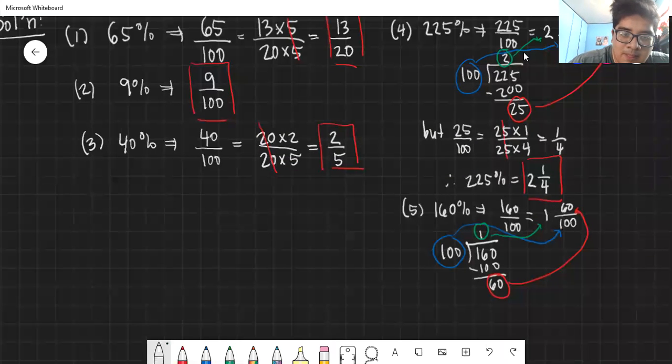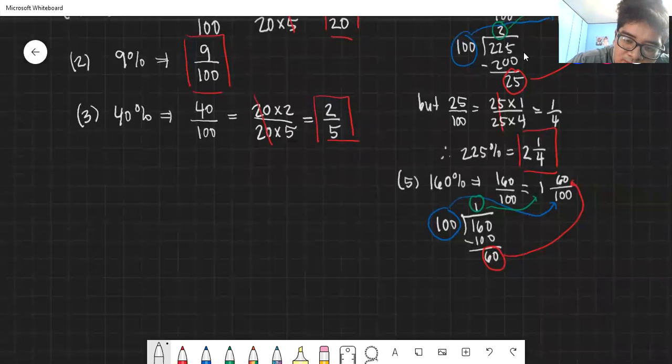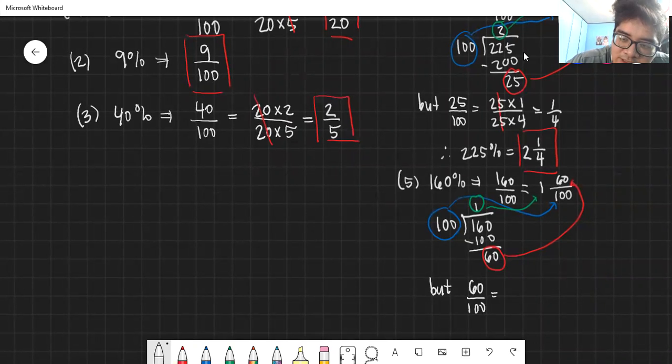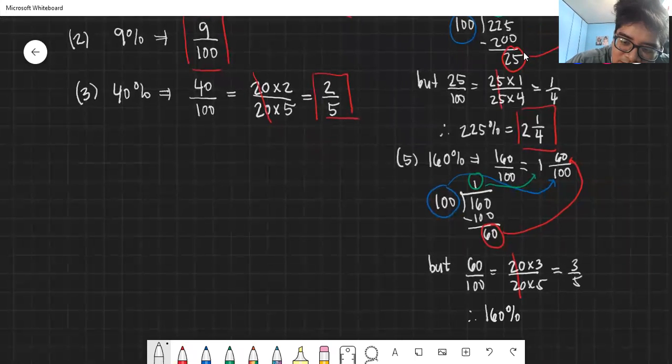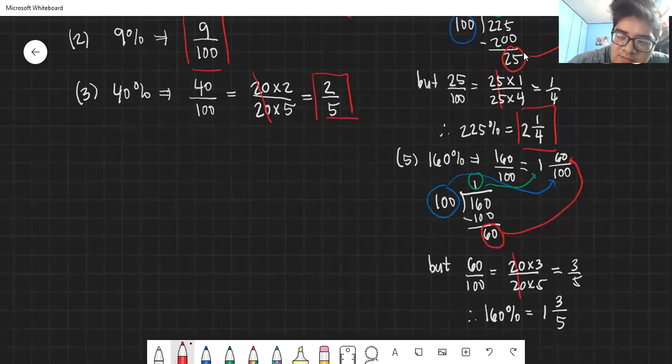But 60 over 100 is just equal to 20 multiplied by 3 and 20 multiplied by 5. Tama ba? Okay. Let's cancel out the 20s. So that will leave us with 3 over 5. Therefore, 160% is just equal to 1 and 3/5. Okay? That's very good.